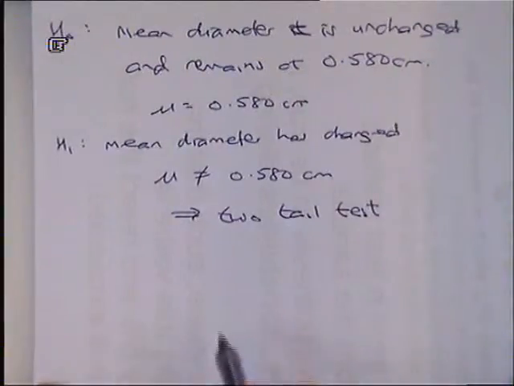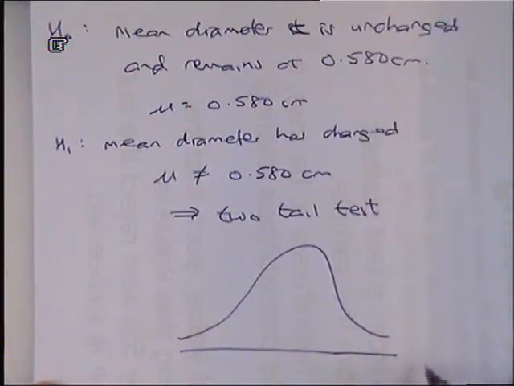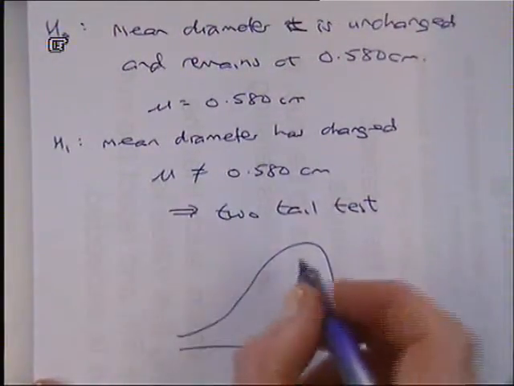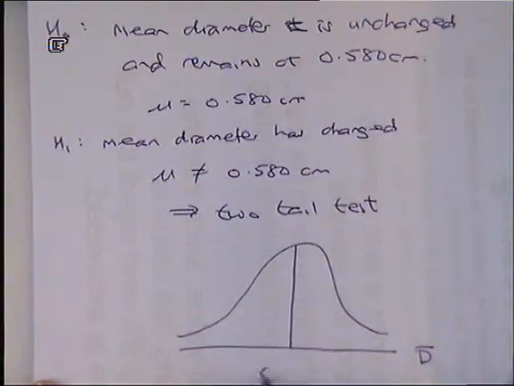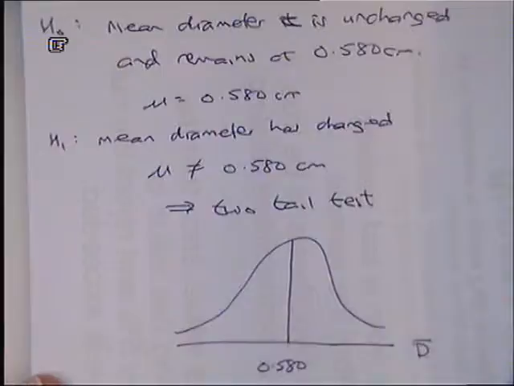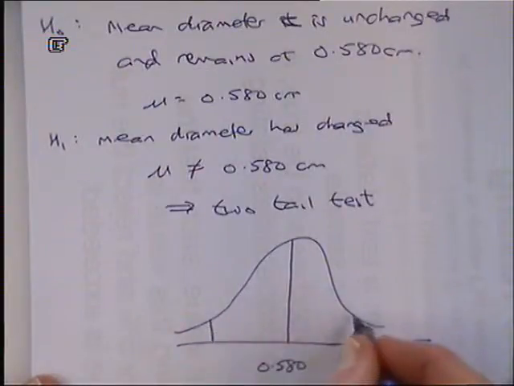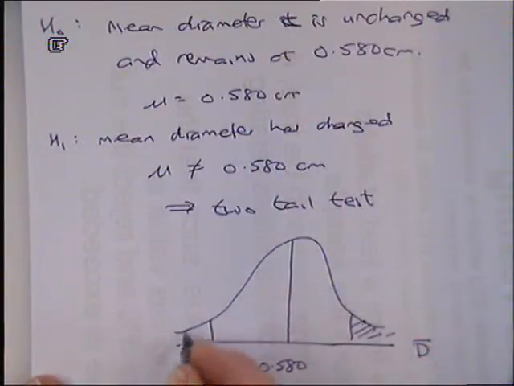So at this point I would just do a quick sketch. We are looking at here the diameters. Under the null hypothesis we have 0.580. Two-tail test, so we're going to look at two tails here. A less than tail and a greater than tail.